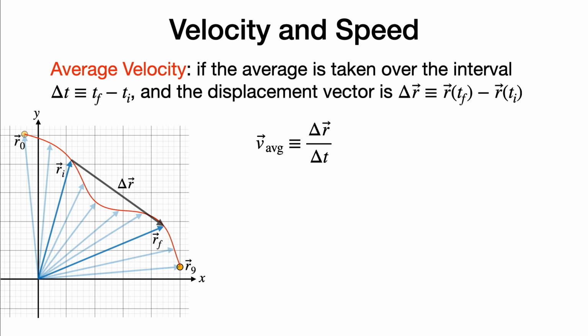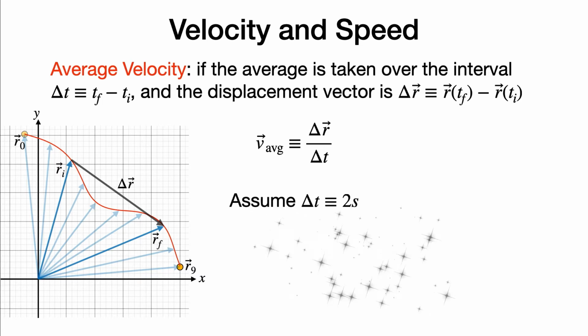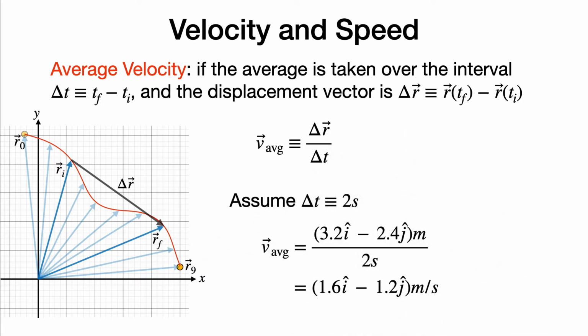Let's move on and now consider velocity and speed. First, average velocity. If the average is taken over the interval delta t, which is t final minus t initial, and the displacement vector is given by the position vector at t final minus the position vector at t initial, then the average velocity is just this displacement vector divided by the time interval. If we assume that delta t is 2 seconds, then in our previous example, we can easily compute the average velocity.